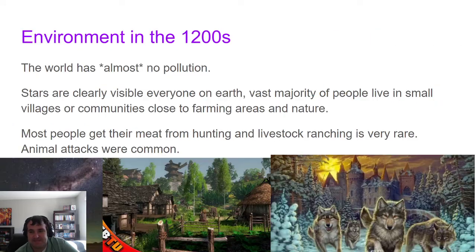All right, moving on. Let's talk about the environment in the year 1200. I keep saying things will get better over time, but this is the one thing that almost certainly gets worse over time. In the 1200s, the world has almost no pollution. On a scale, I don't think you would even see it get to 1%. The world is functionally pollution free.